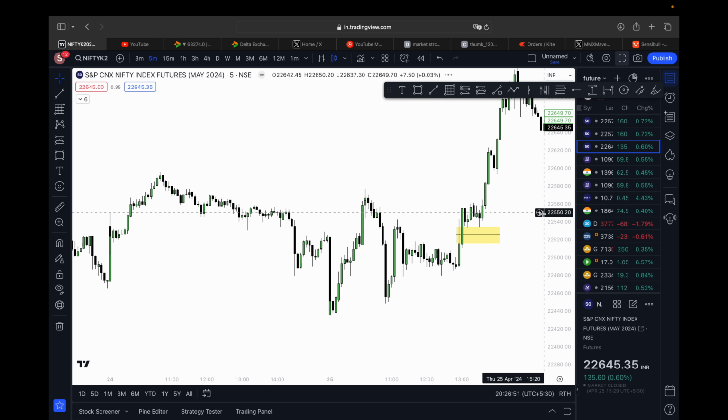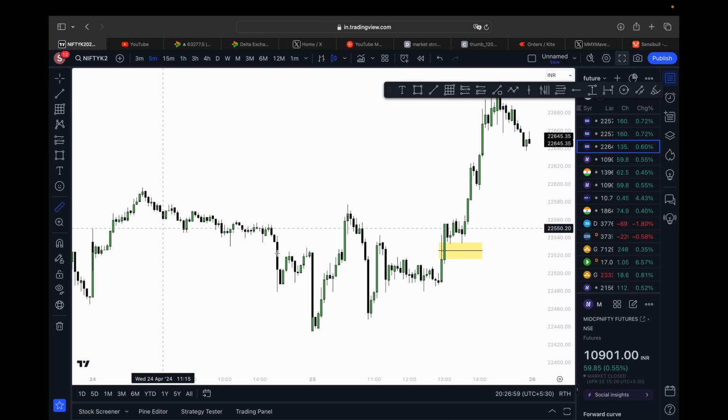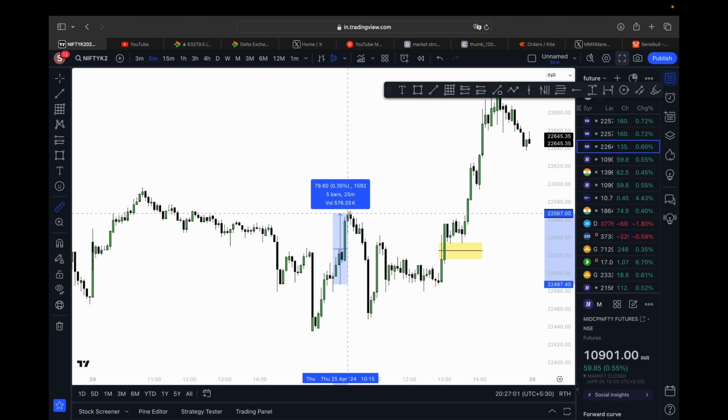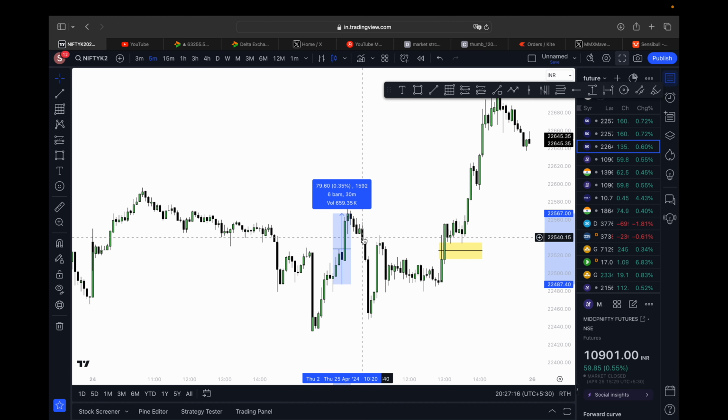Again, I took a position in the May contract at 9:44, somewhere here. Here we took the entry. The total duration of the trade was around 30 minutes. This other one was around 1 hour, but this futures trade was closed within half an hour. This I let go a little further, but as it started to break down here, I closed the trade.